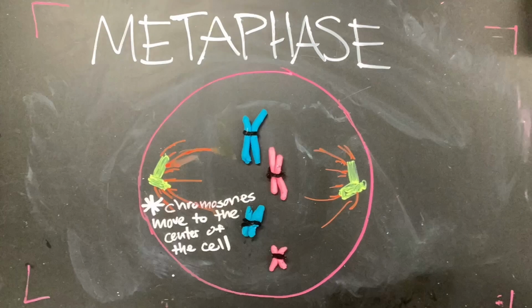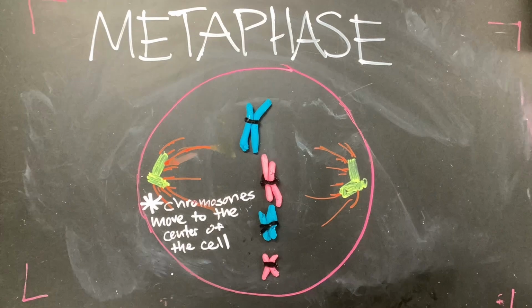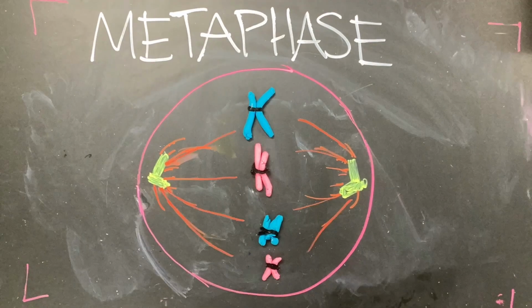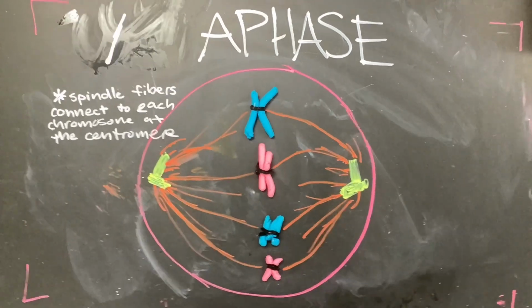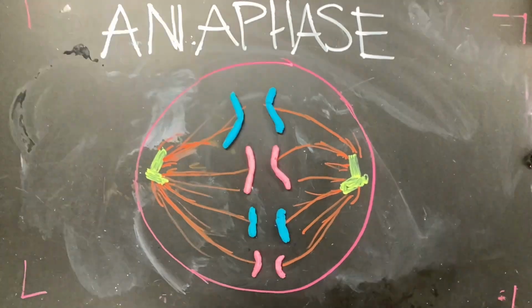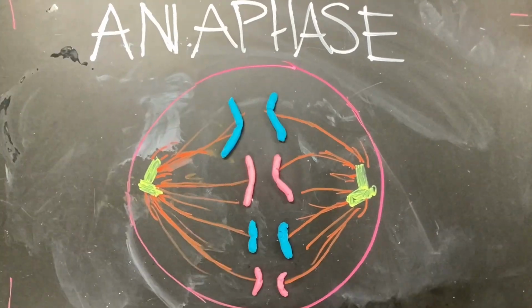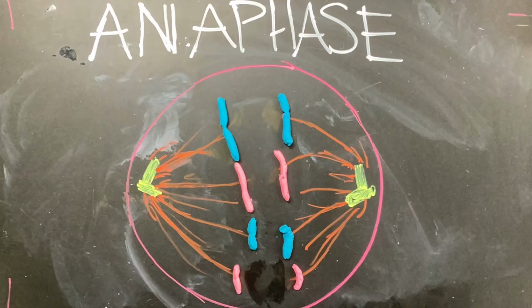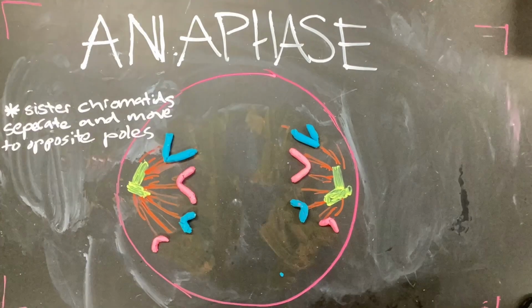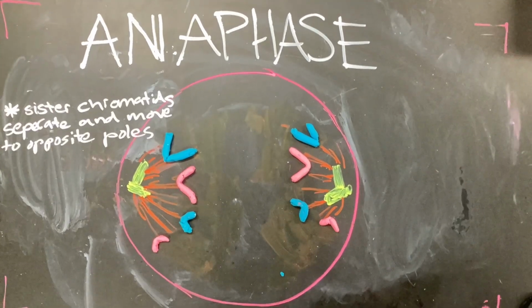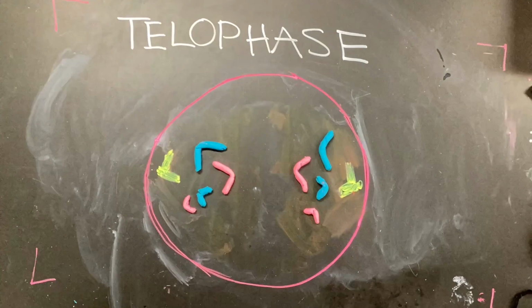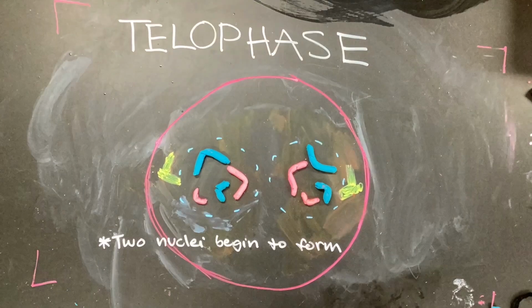Next comes metaphase. In metaphase, the spindle fibers attach to the chromosomes at their centromeres, and then the chromosomes line up in the center of the cell. After the chromosomes line up, the anaphase stage takes place. In anaphase, the chromosomes are pulled apart and the individual chromatids move to either side of the cell as the spindle fibers retract. Once the chromosomes have been brought to either side of the cell, telophase occurs.